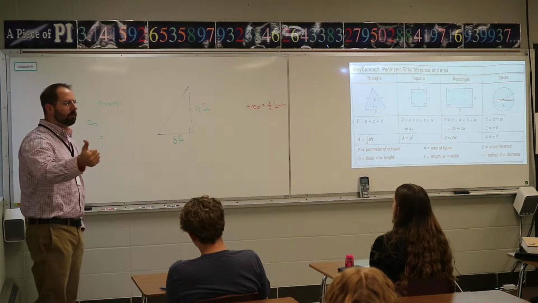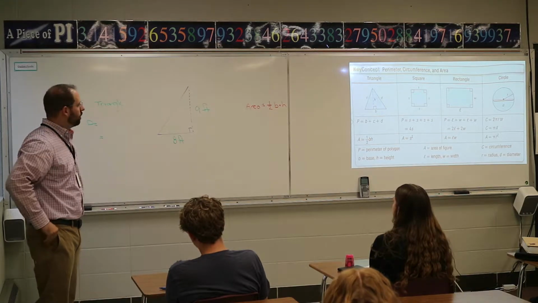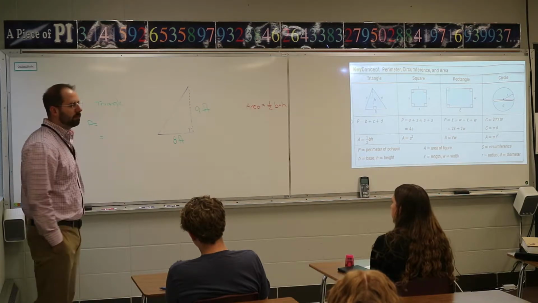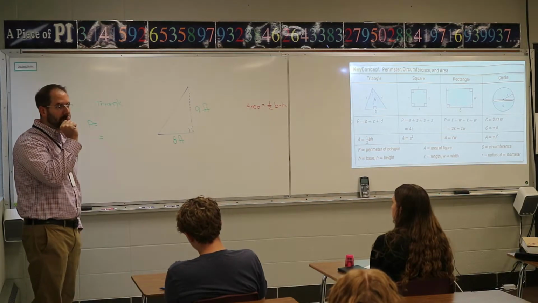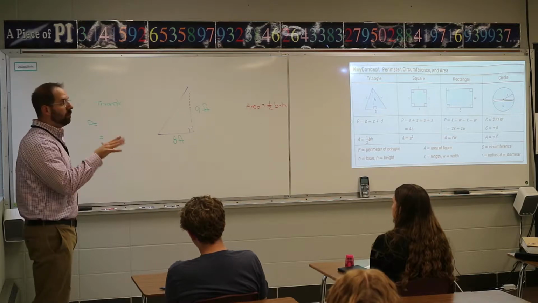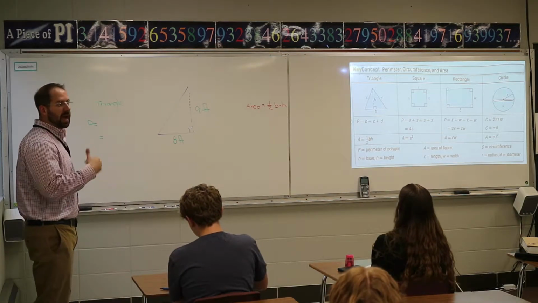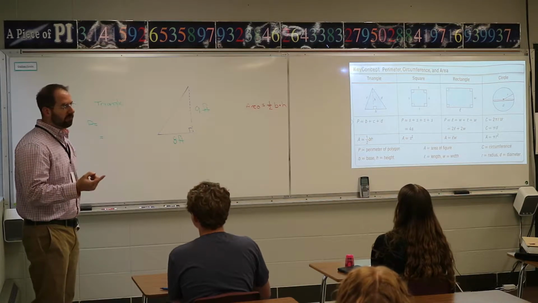Name of the shape? Triangle again. Okay. Perimeter. Can we find perimeter? No. Right now? No. Why? You don't have this. We don't have the missing wall, right? The diagonal? You can find it.